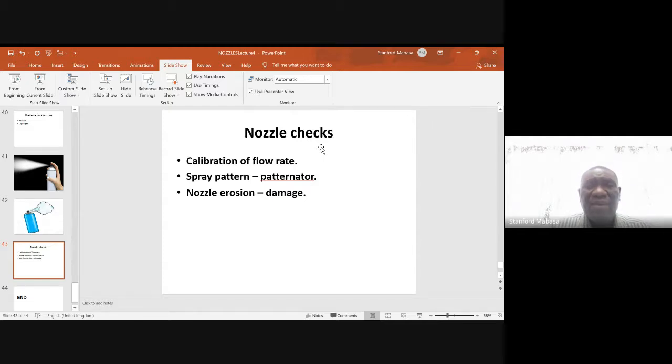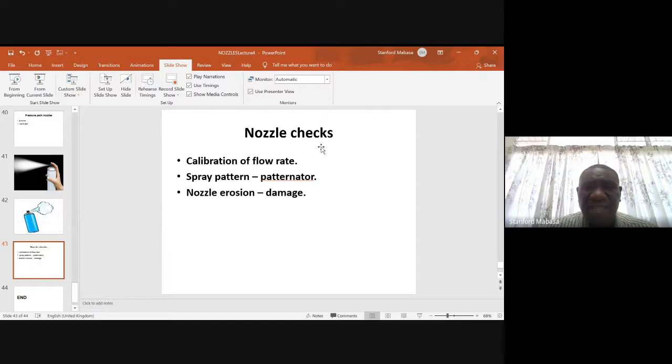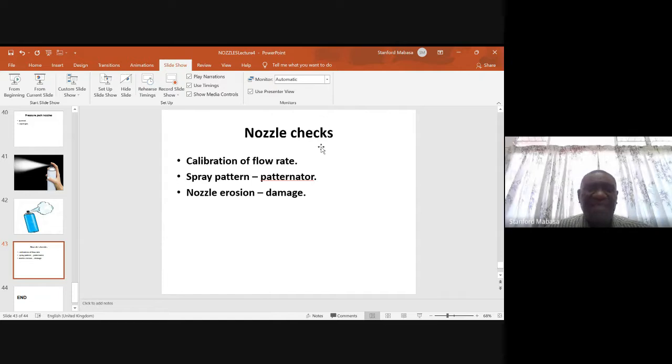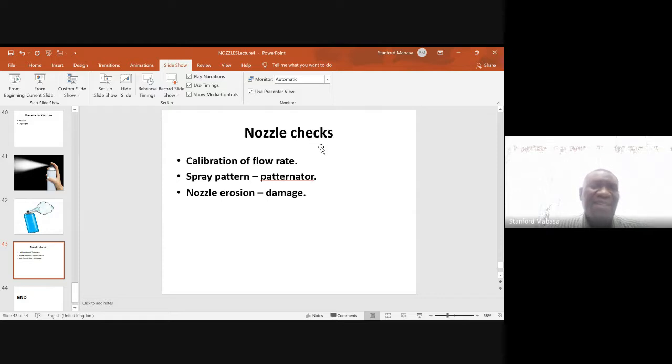Now, when you are spraying, the important nozzle checks include calibration of flow rate. You need to know the flow rate. You may also need to know the spray pattern. You can use a patternator, or you can simply spray a dry surface and check the spray pattern, or put some colors in the liquid so that you can see the spray pattern.